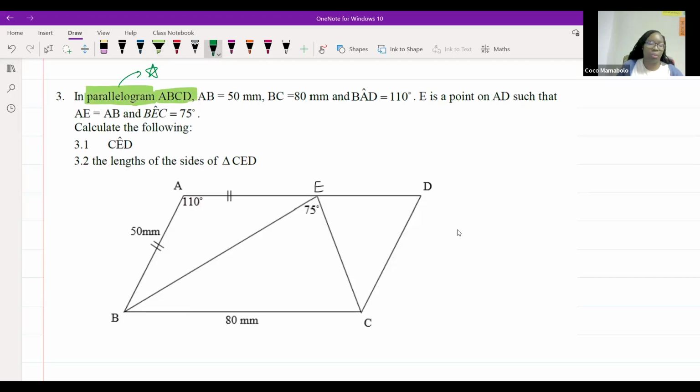And then they give us that AB is equal to 50, BC is equal to 80. They tell us that angle BAD is 110 degrees. And they say E is a point on AD such that AE is equal to AB, and that angle BEC is equal to 75 degrees. Calculate the following. They want us to calculate the size of angle CED.